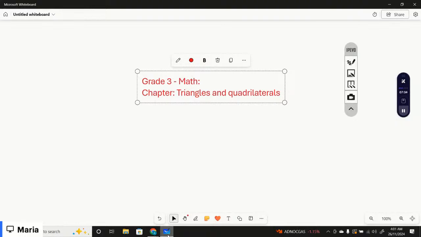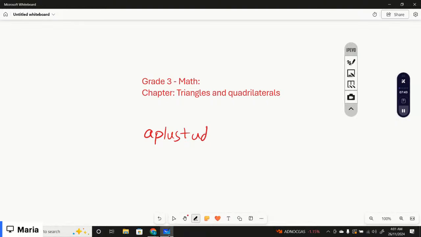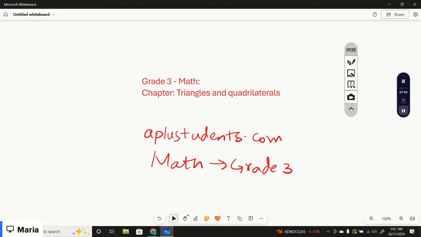You can find all the lessons on aplusstudents.com. You have to log in there using your email address and password as provided by the administrator. Then you have to select math from the subject tab, scroll down to grade 3 math and then click on view all lessons. There you can find a list of the chapters. We're going to start with the chapter triangles and quadrilaterals.